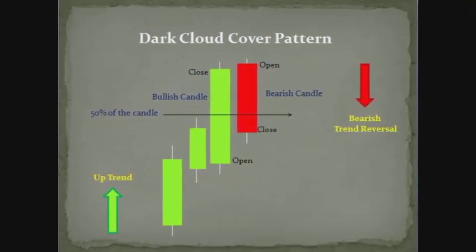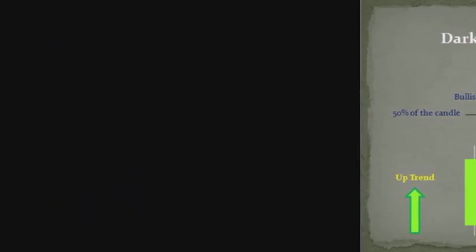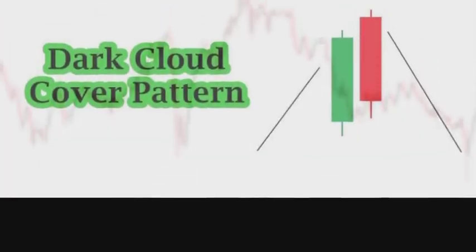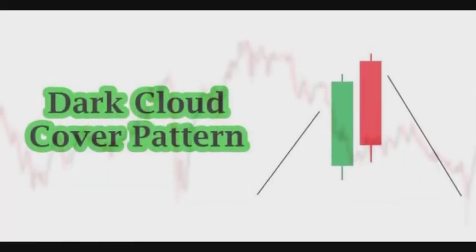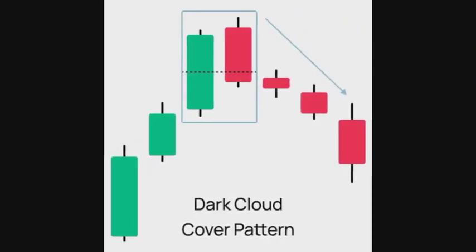It appears during an uptrend, indicating the possibility of a reversal to a downtrend. Secondly, a large bullish candlestick reflecting strong buying pressure. Thirdly, the second candle opens above the high of the first candle, gapping up. Now, it closes below the midpoint of the first candle, showing a significant bearish move.